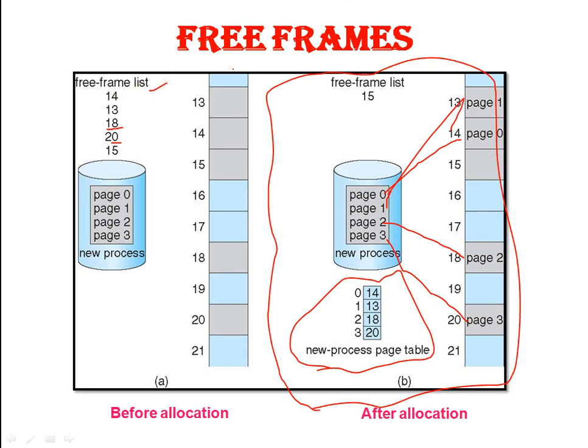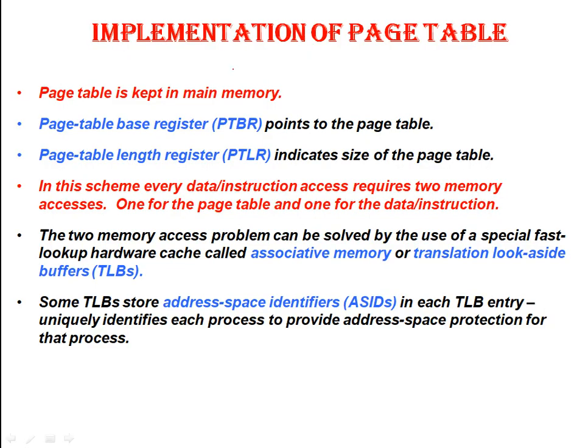Next, we shall see how to implement this page table, or what a page table contains. The page table is kept in main memory. It has two registers: one is called the page table base register, which points to the page table, and one more is the page table length register, which indicates the size of the page table.